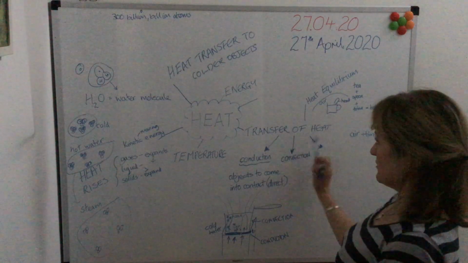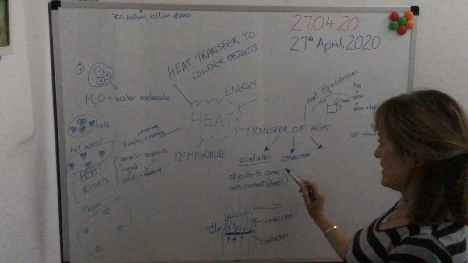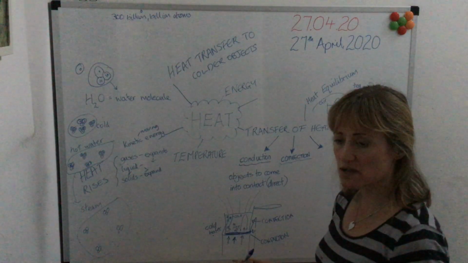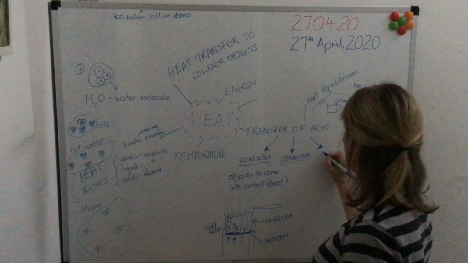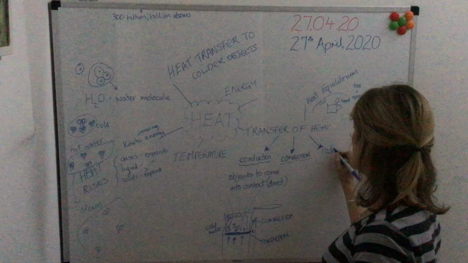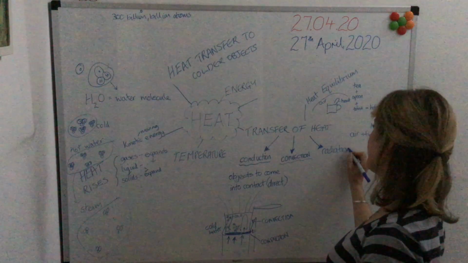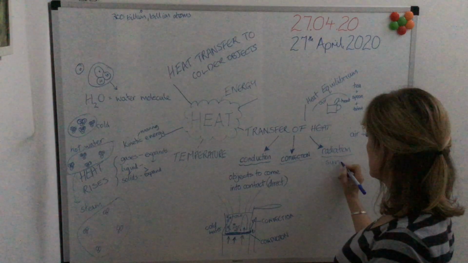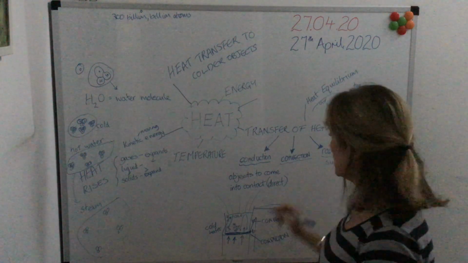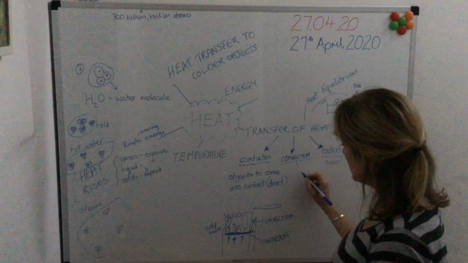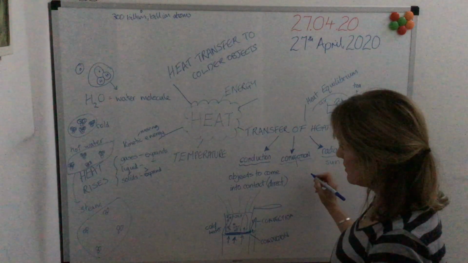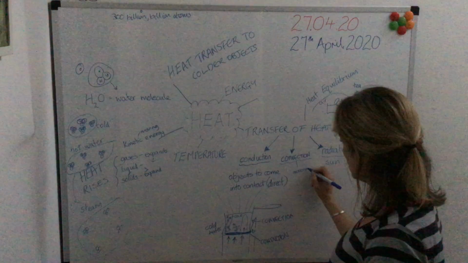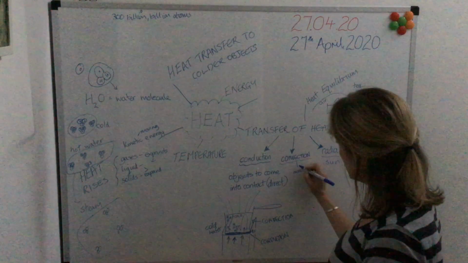The last one, we've got transfer of heat, conduction, convection, and then what's the last one? From the sun is a good example, radiation. Radiation. So the main source is the sun. So convection, I'm just going to put in here, is movement. Kinetic.